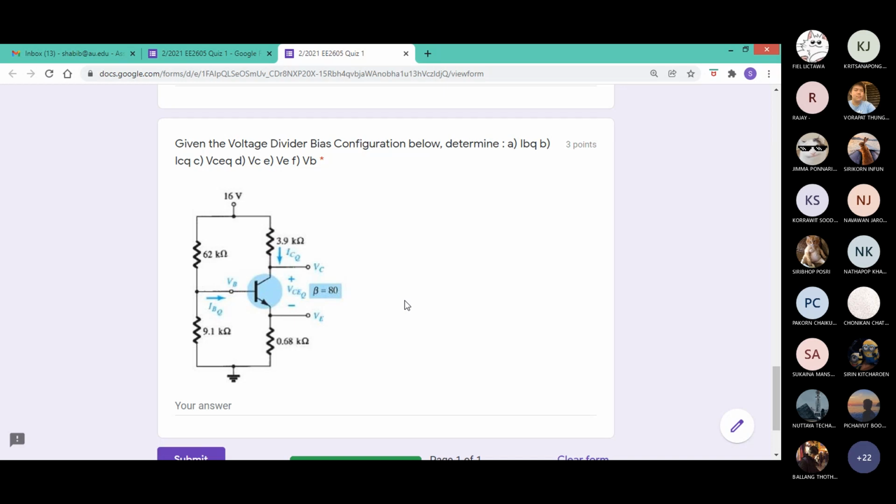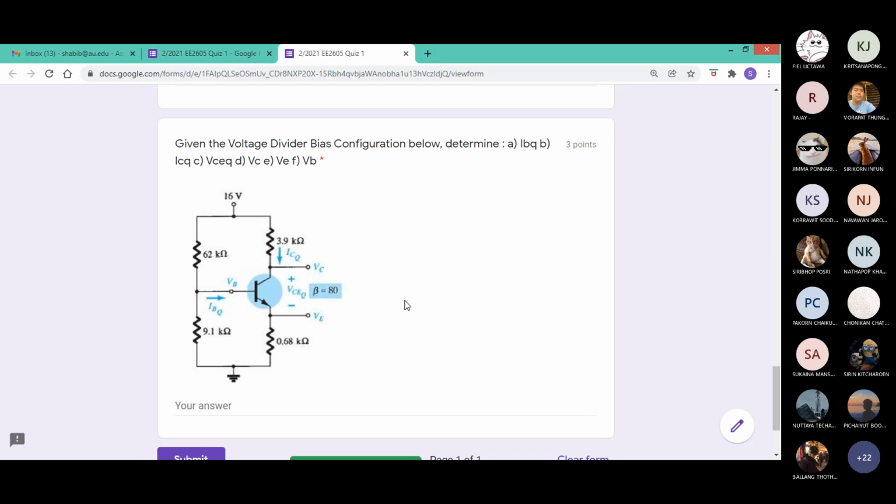And you can use the equation for voltage divider. What is the base current, IBQ? It's ETH minus VBE divided by RTH plus beta plus 1 RE. Also on the formula sheet. The correct answer for base current is 21.42 microamp. ICQ, just simply beta times IBQ, 1.71 milliamp.